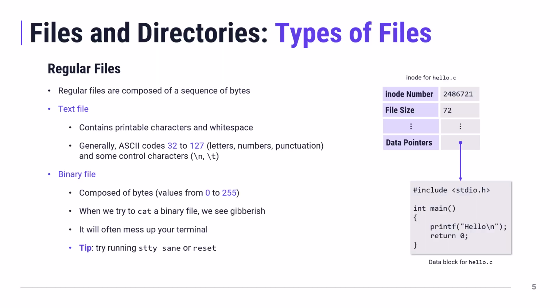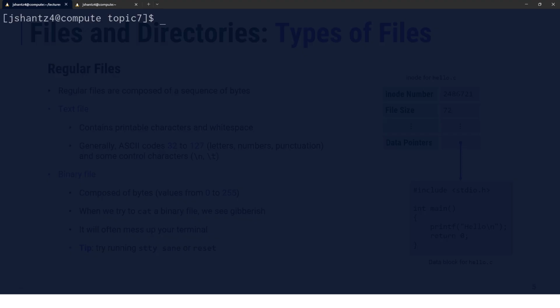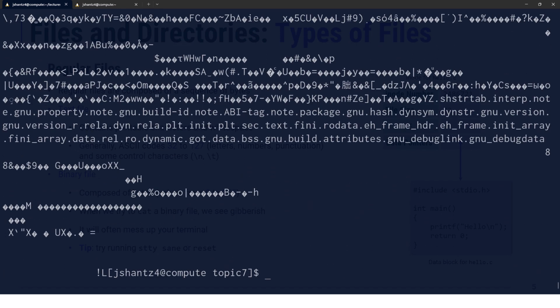On the other hand, a binary file can use any of the bytes from 0 to 255. And if you try to cat a binary file, you're just going to see gibberish because it's using non-printable characters. Okay, so if I were to go and say cat /bin/ls, it just gives me gibberish.